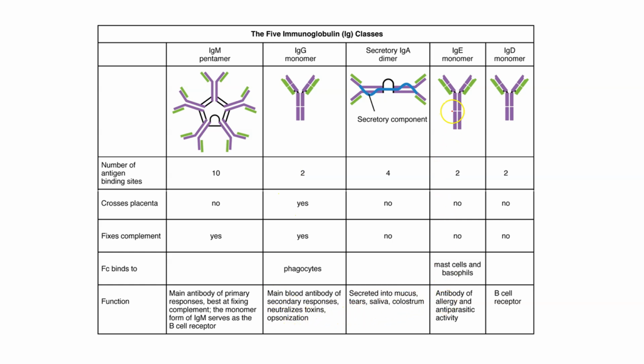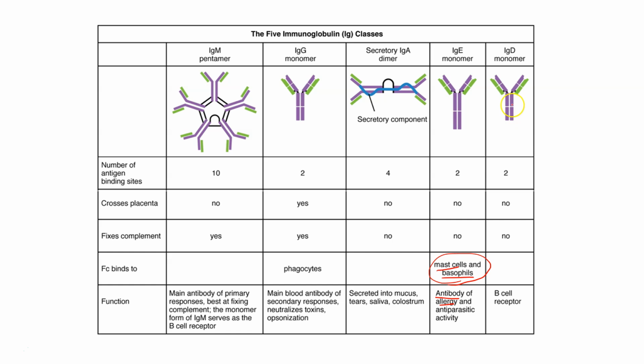Okay, IgE are usually considered the antibodies that are involved in allergic responses. So these will be things that bind to some allergen of some kind or perhaps a parasite, and then they create a nice handle for mast cells and basophils to attach to, and then these usually are involved in eliminating, or suppressing an allergic response.